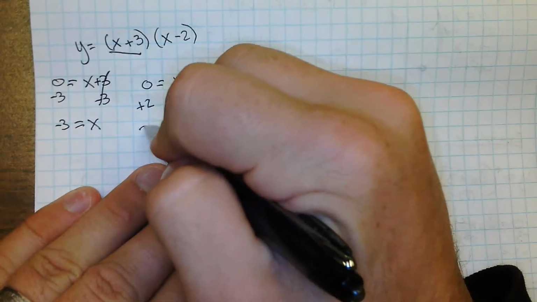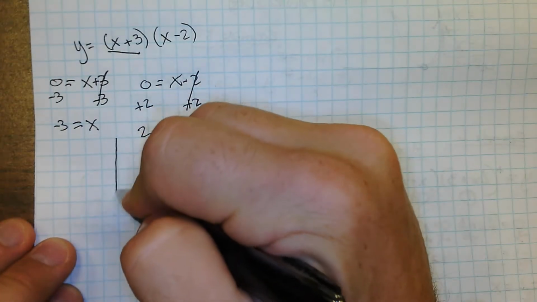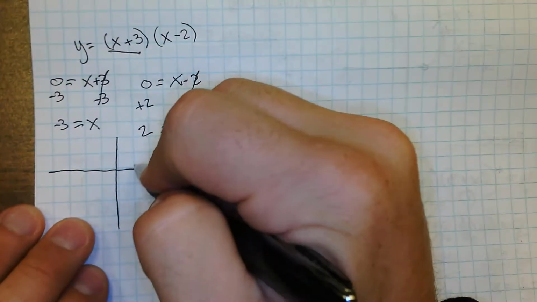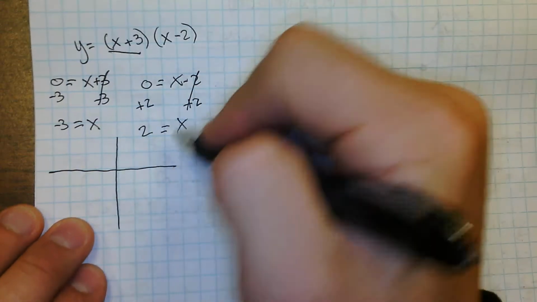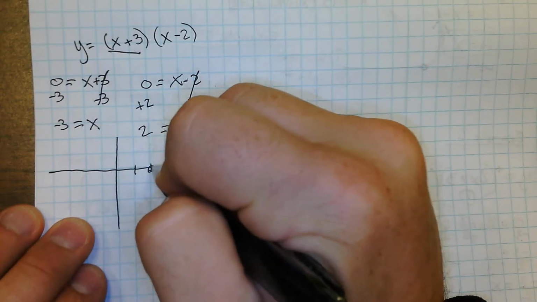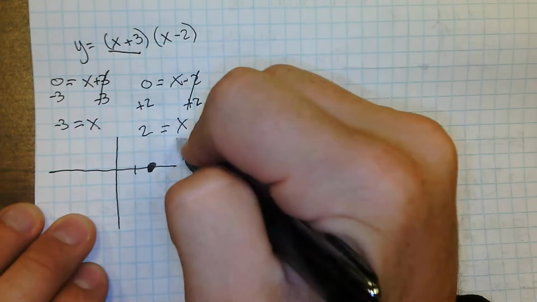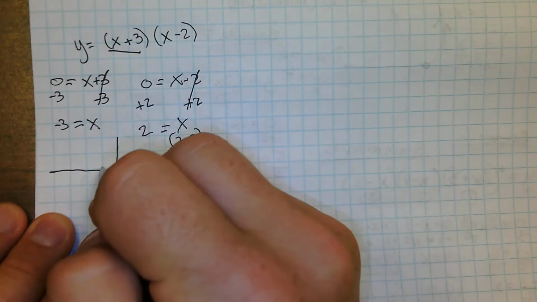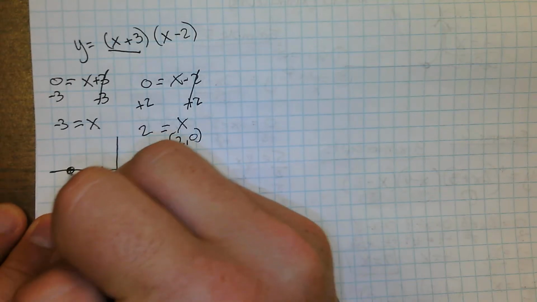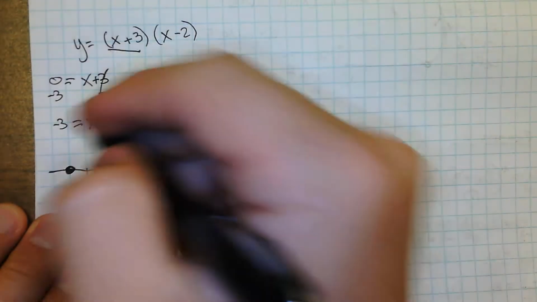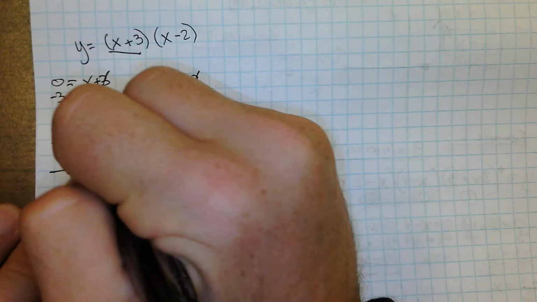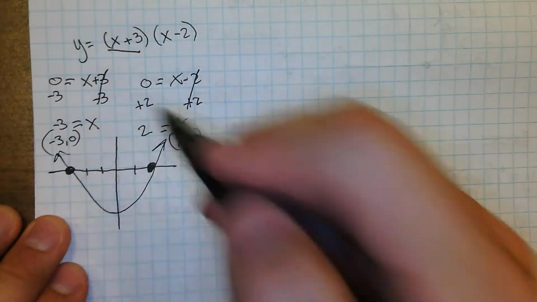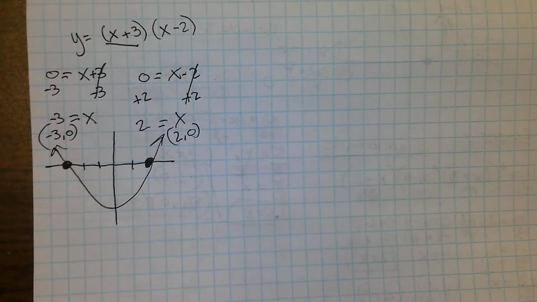X will equal 2. If I was to graph, x is 2 means I go right 1, 2, put a point, because the x-intercept's 2, 0. Then for x is negative 3, I go left 3, because the point's negative 3, 0. My graph is quadratic and would look like that. Okay.